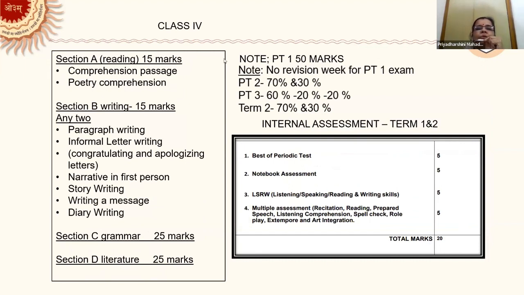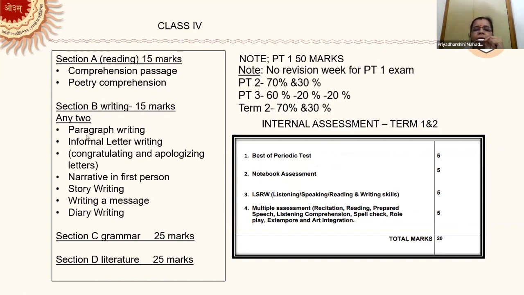This is for class 4 level. Again, we have section A, reading, 15 marks, comprehension passage and poetry comprehension, together for 15. Section B, writing, will have these topics. If there is any change, we will let you know during the monthly meetings.